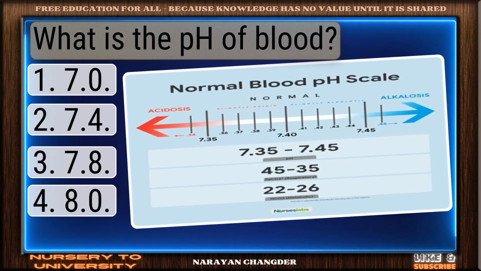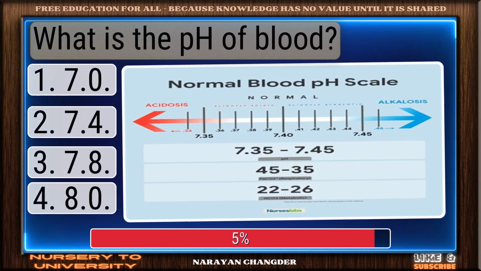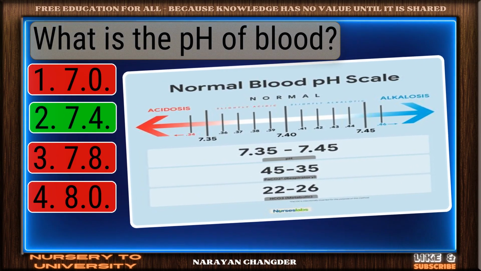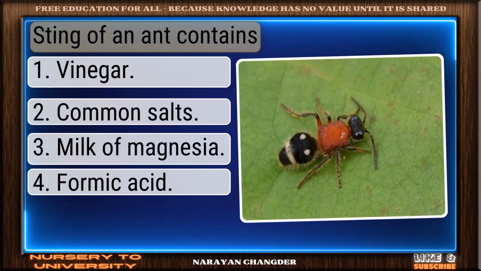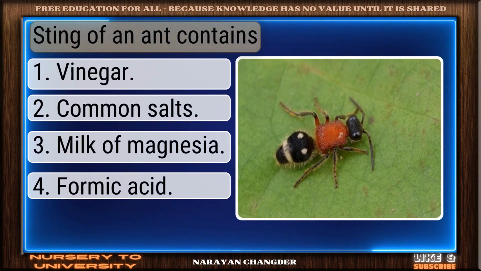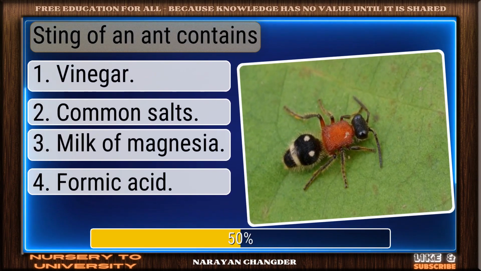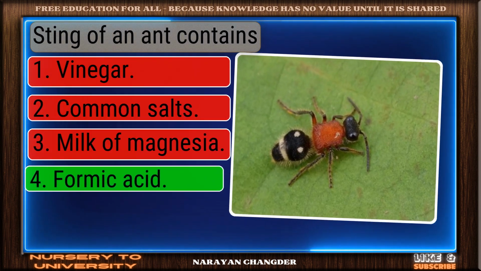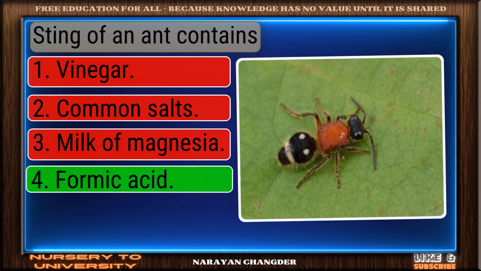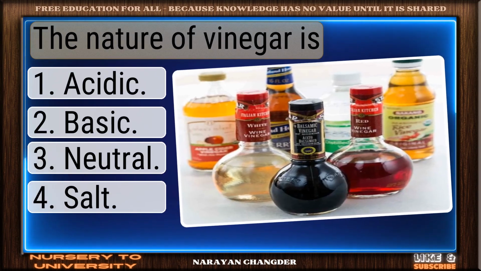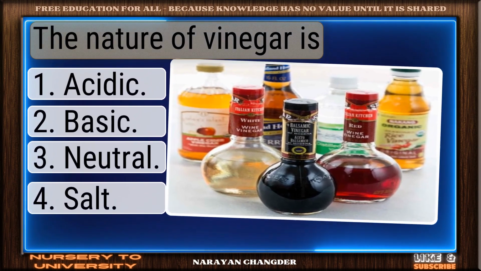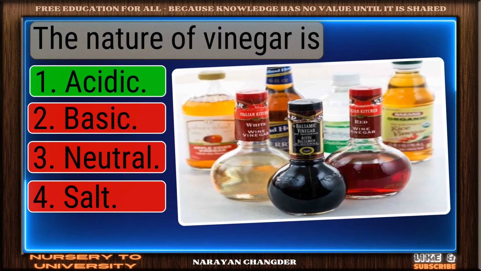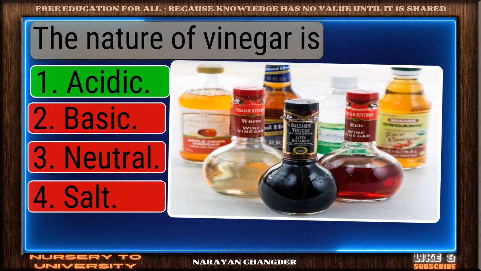Question number 217. What is the pH of blood? You're right. 7.4 is the correct answer. Question number 218. Sting of an ant contains. Correct response. Formic acid is the most accurate answer. Question number 219. The nature of vinegar is. Great job. Acidic is the accurate answer.